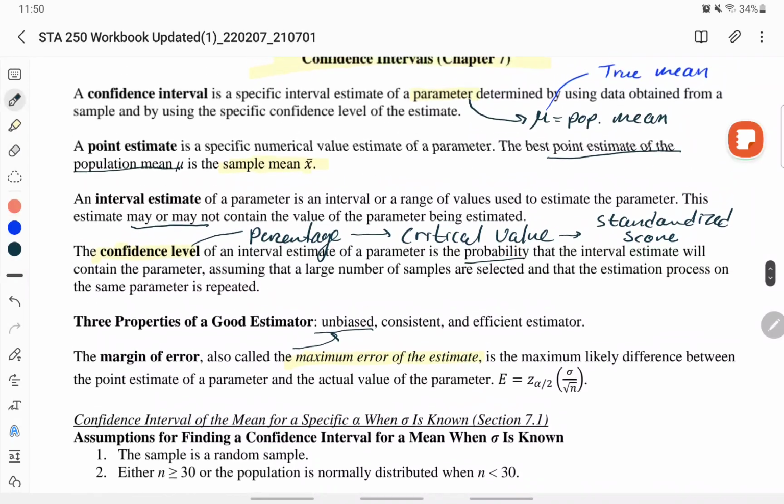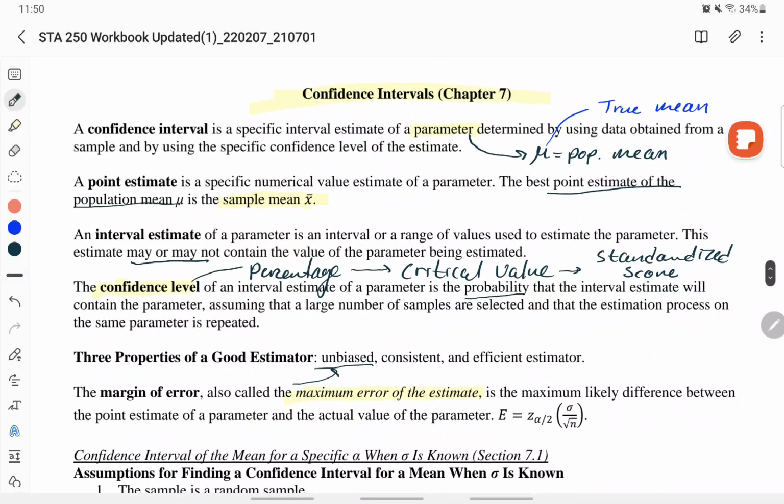All right, guys. So this is the introduction to confidence intervals. Basically, you're making an estimate of the true mean, the population mean, using information obtained from the sample. In the next video, we're going to learn how to find the critical values of a confidence interval when the population standard deviation is given to us. And then we're going to perform some confidence intervals.